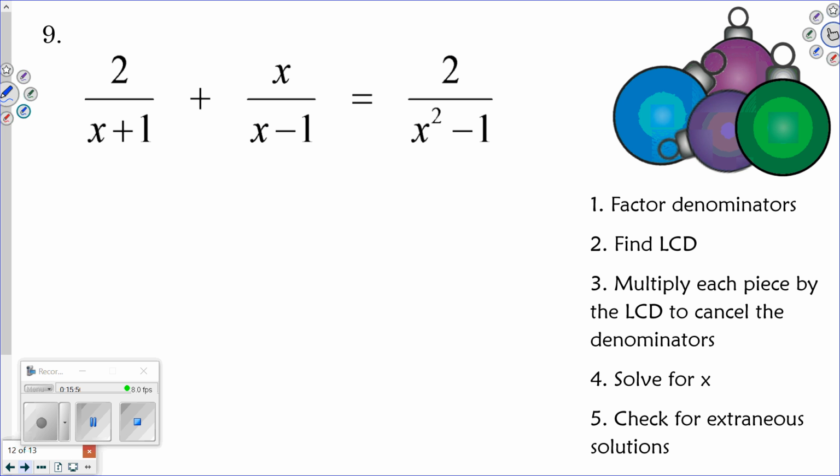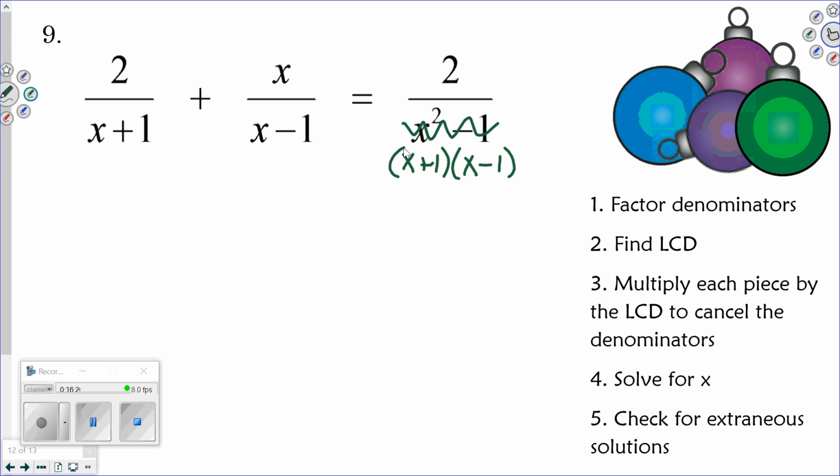Okay. You guys want to try this one on your own? Do it on your own. Follow your steps. We got this. Give it a try. So step 1. Some of you didn't do that. Factor denominators. You got a difference of squares sitting right here. This is x plus 1, x minus 1. Okay? You've got a factor.